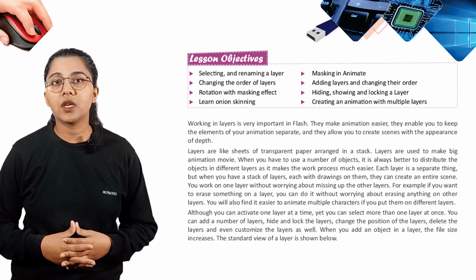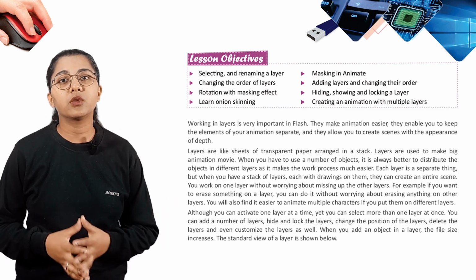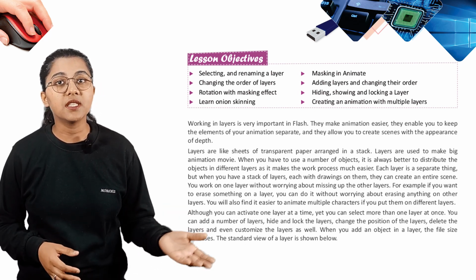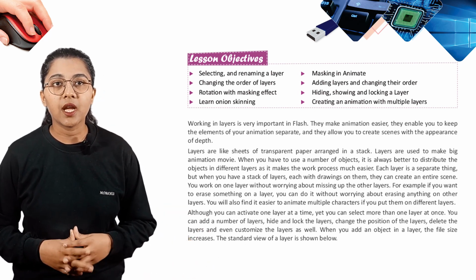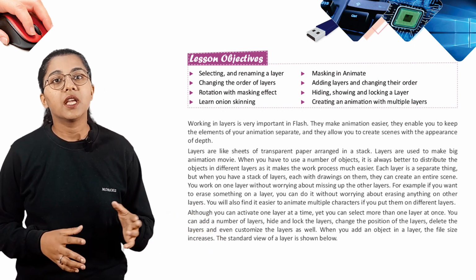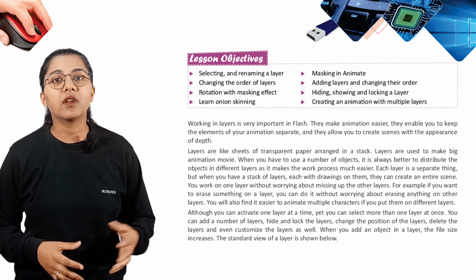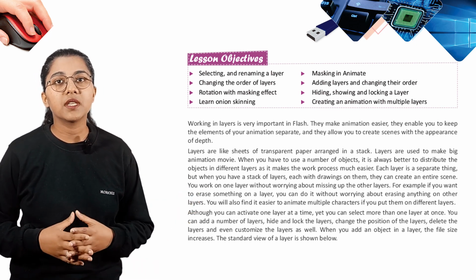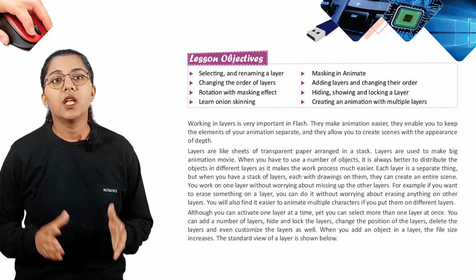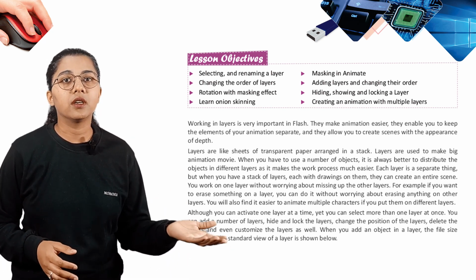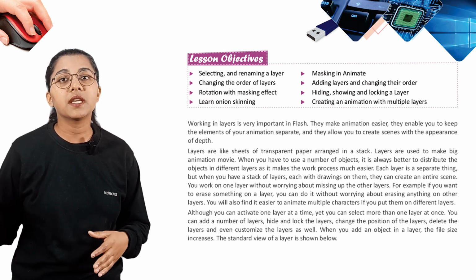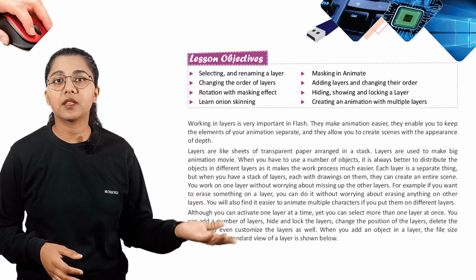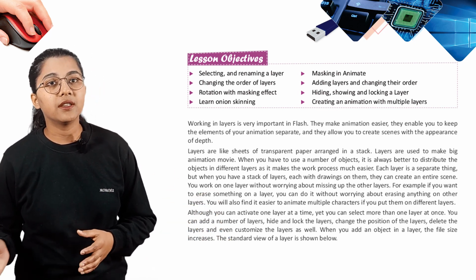When you have to use a number of objects, it's always better to distribute the objects in different layers, as it makes the work process much easier. Each layer is a separate thing, but when you have a stack of layers, each with drawings on them, they can create an entire scene. You work on the layer without worrying about messing up the other layers. For example, if you want to erase something on a layer, you can do it without worrying about erasing anything on other layers. You will also find it easier to animate multiple characters if you put them on different layers.